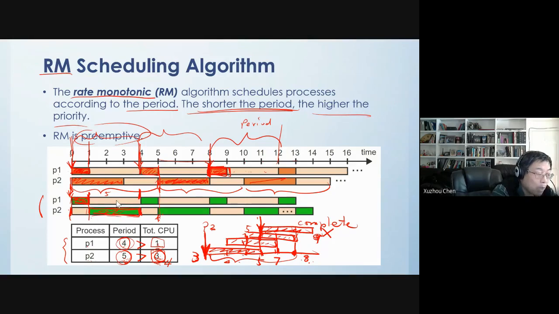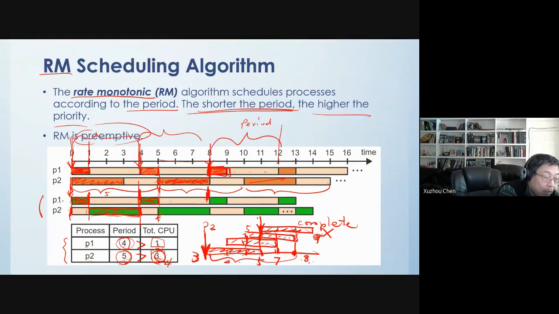Okay. Now when process 2 finishes at 4, then it's basically the start of the next period for process 1, because the first period actually ends at 4. So the next period, from 4 to 8, is a period for process 1, and it gets the CPU again. Once it gets the CPU, it just actually finishes at time 5, so way ahead of time 8.